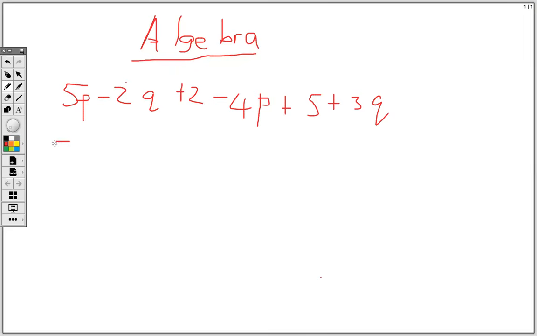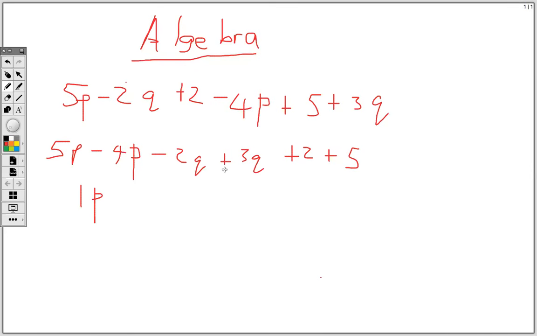So let's look at the like terms. We have 5p minus 4p, because those are the p's. We group the q's together, so we have minus 2q plus 3q, and the constant, which is 2 plus 5. So 5p minus 4p, remember, signs are different, we subtract and keep the sign of the bigger number. So you should be able to say it is 1p. So write back the p, 5 take away 4, I'm left with 1.